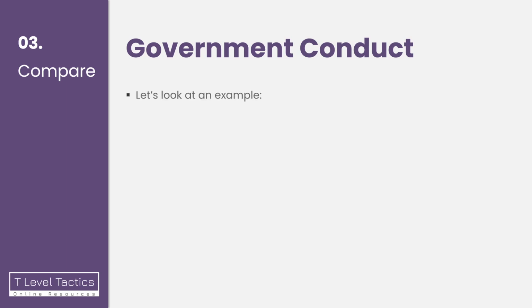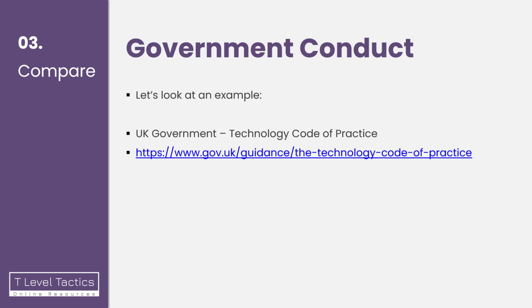Let's look at an example. The UK government has a technology code of practice, and you can look that up on the gov.uk website here, gov.uk/guidance/the-technology-code-of-practice. Make sure you include those hyphens. Let's take a look.